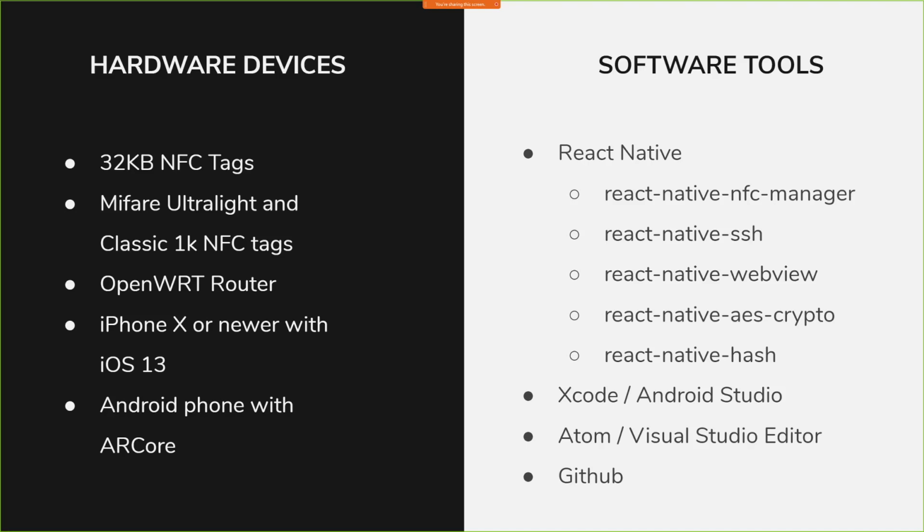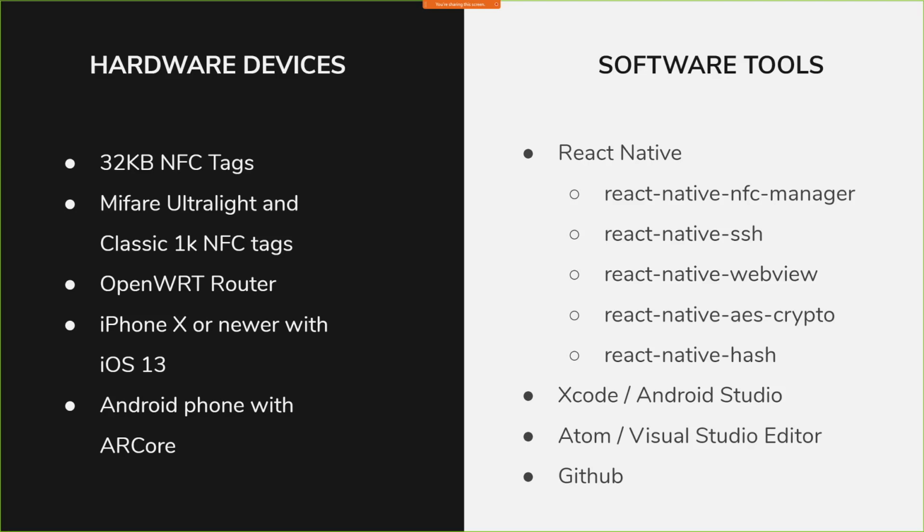OpenWRT router is the device we want to configure as the initial use case of this project. iPhone X or newer with iOS 13 and Android phones with ARCore are needed for running our applications. Lower models do not support reading and writing to NFC tags, so that should be taken into consideration.